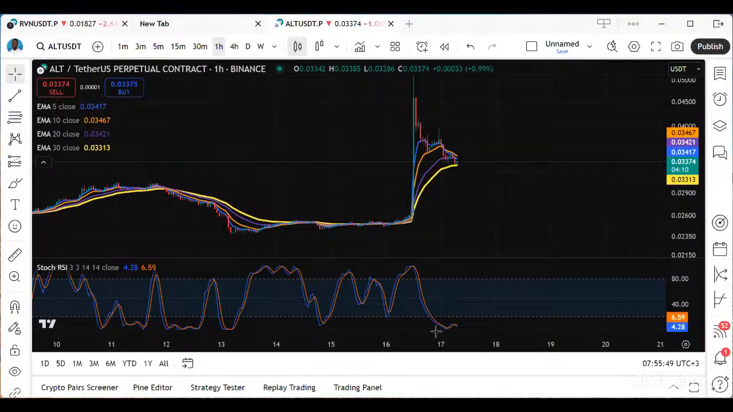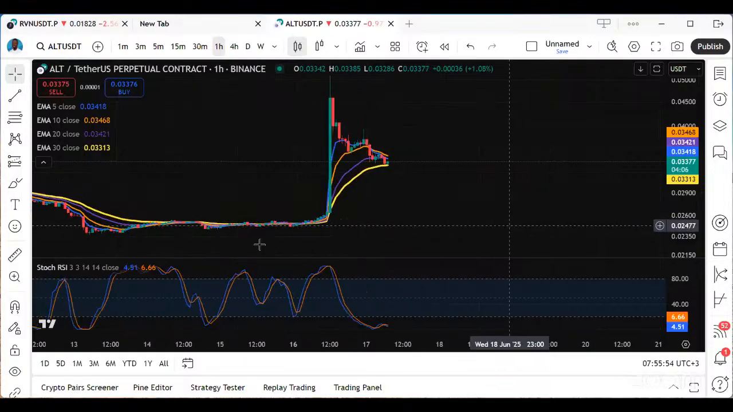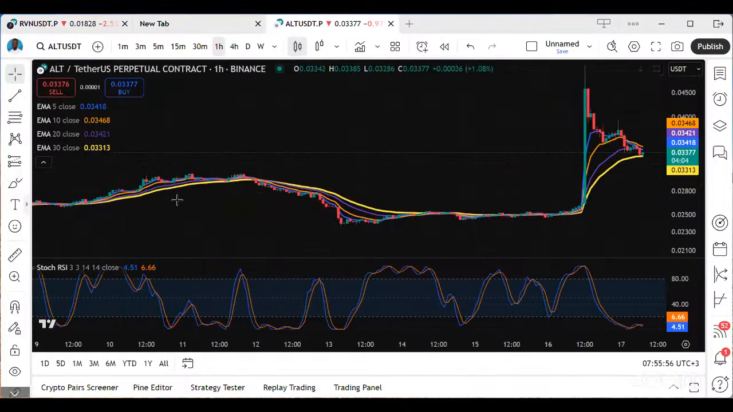Now look here. Simple, guys. When this coin was coming from an uptrend, they formed a rainbow. And when they formed a rainbow, they formed a downtrend. Now they formed a rainbow. Then they split. They are coming from an uptrend. They are trying to form a rainbow here.